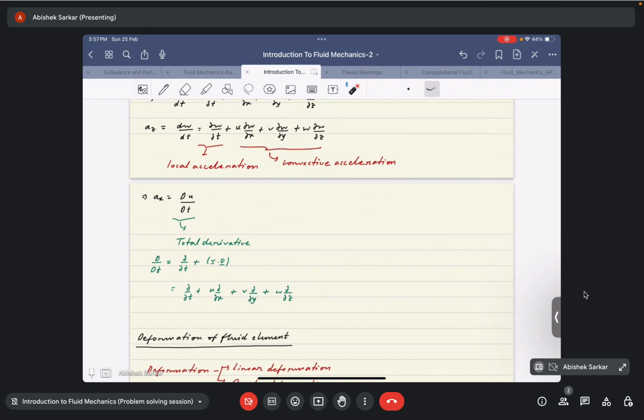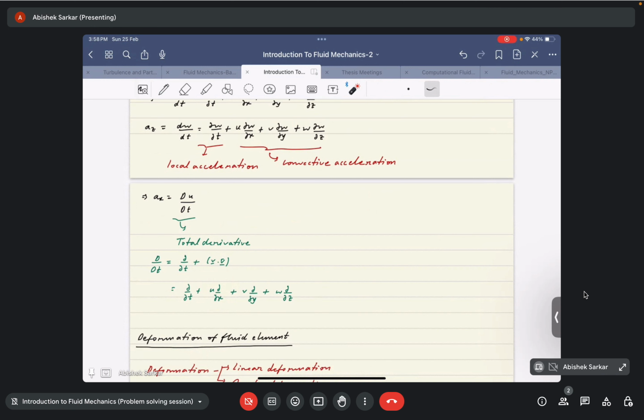Why not linear? Because if it is say u here, then this term itself becomes non-linear, right? That's why let's just consider the acceleration as an operator over the velocity component, right? Then this operator can be written as this, okay.